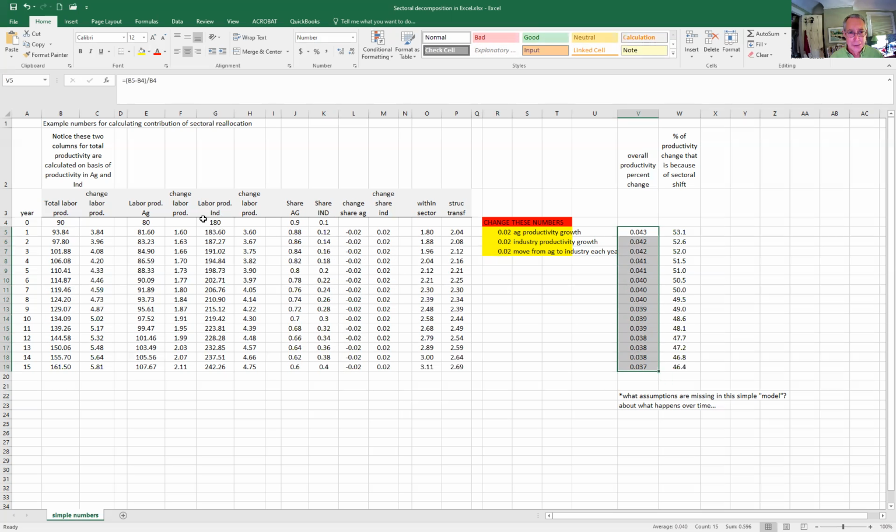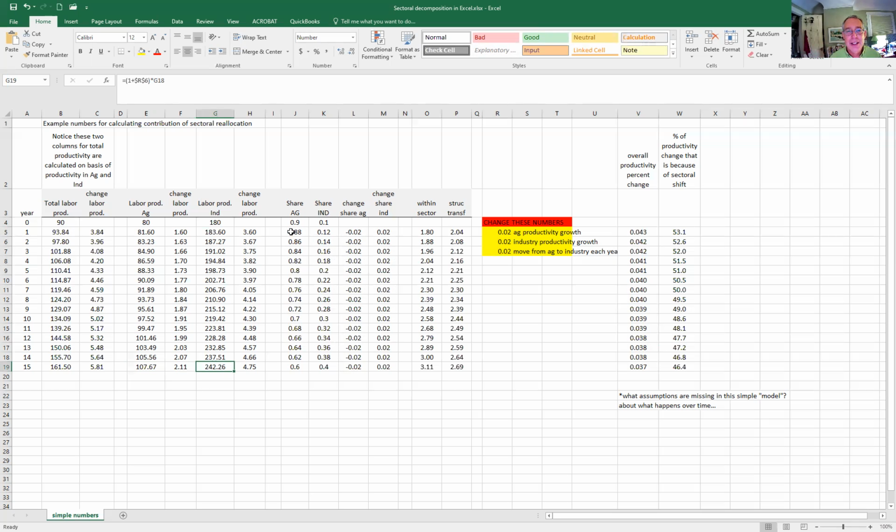Why is that? Well, remember that labor productivity in the industrial sector is higher than labor productivity in the ag sector. So when 2 percentage points of the workforce move over from the ag sector to the industrial sector, suddenly their productivity more than doubles, right? It goes from 80 to 180 in the first year, and then as productivities rise over time, it's shifting a little bit differently each time, but still almost always doubling all the way through to the bottom. So even in the 15th year, you're going from 107 to 242 when those 2 percentage points of the labor force move out of the ag sector.